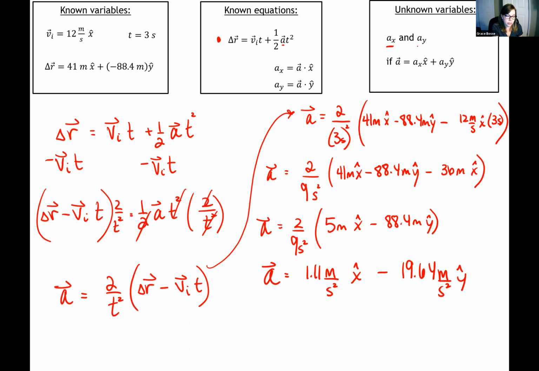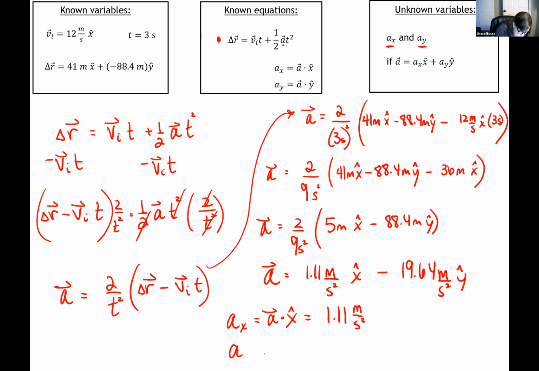If I just want the actual scalar components, remember that the scalar component is given by the dot product of the vector with the unit vector that describes that direction. And so if I want to get the scalar x component, a sub x, I'm going to do this vector a dotted with x hat. And I think I can convince you without actually writing this down. If I take that vector expression for a and I dot it with x hat, the only term that is going to survive is that 1.11 meters per second squared. It'll have x hat dot x hat. That's just the number 1. So the scalar component in the x direction is 1.11 meters per second squared.